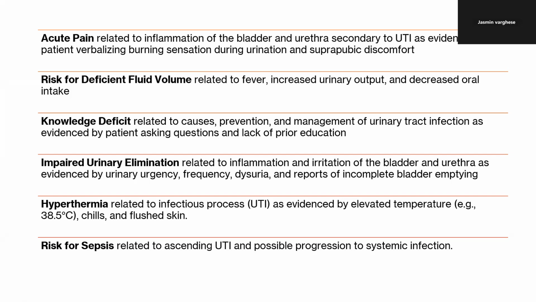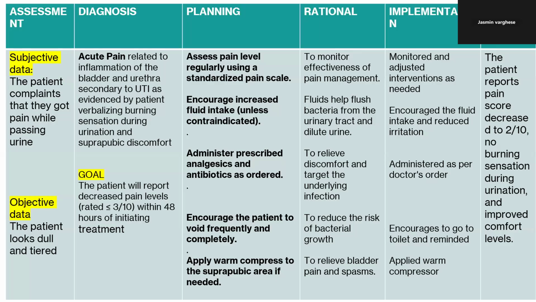Next one is hyperthermia, related to infectious process as evidenced by elevated temperature and chills. Next one, risk for sepsis related to ascending UTI and possible progression to systemic infection. So these are all the major nursing diagnoses you can write for urinary tract infection. Now we will see the nursing care plan.